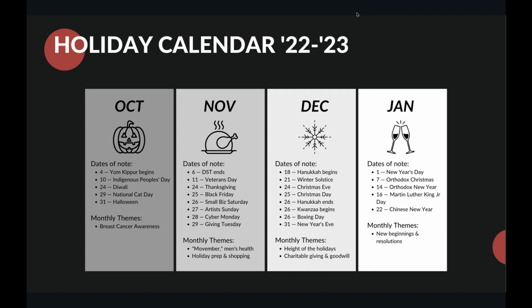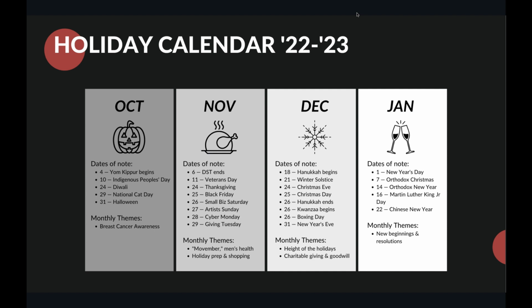But to make sure that you are getting your share, just remember, focus on that ideal customer and target audience. For November, you also have the monthly themes of Movember, men's health, and then holiday prep and shopping. December, we have quite a few good holidays in here, lots of celebration focusing on families and gift giving. It's the height of the holidays.